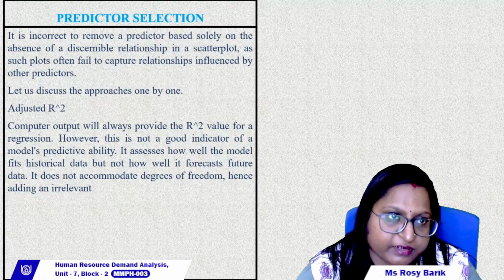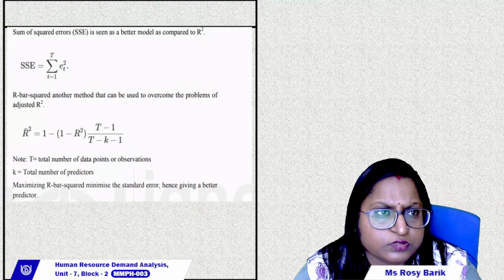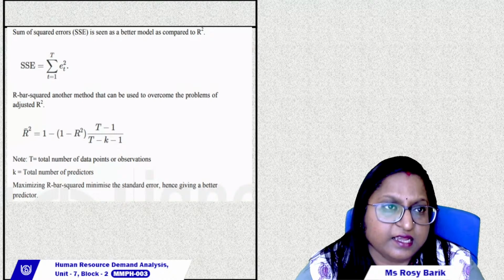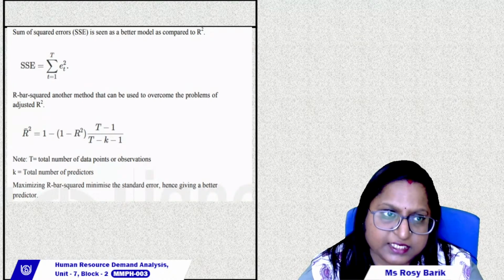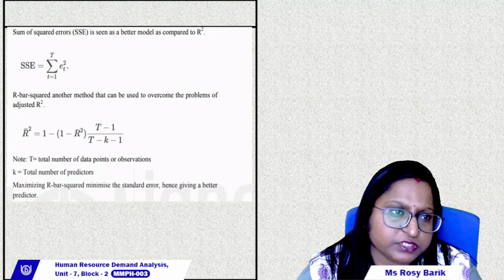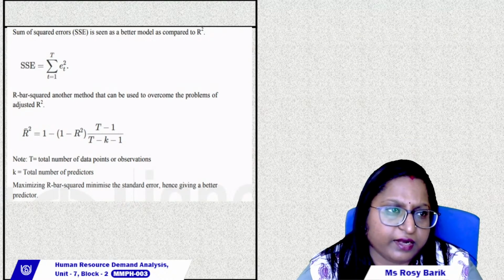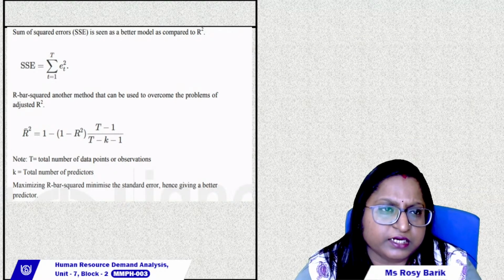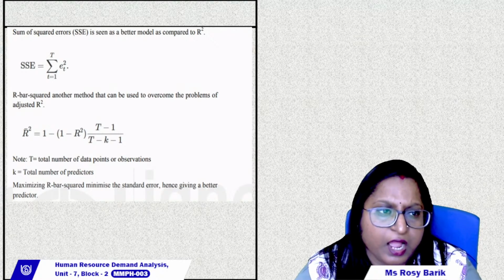Adding an irrelevant predictor does not help. So based on the adjusted R square value, the sum of squared errors, denoted as SSE, is seen as a better measure as compared to the R square value. SSE can be calculated as the summation of e_t squared, where t runs from 1 to T. Another method that can be used to overcome the problem is the adjusted R square value, R bar squared.